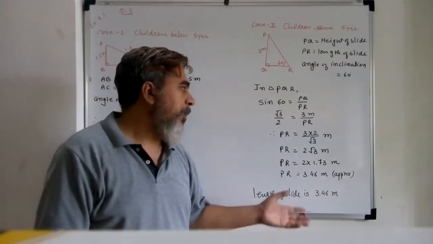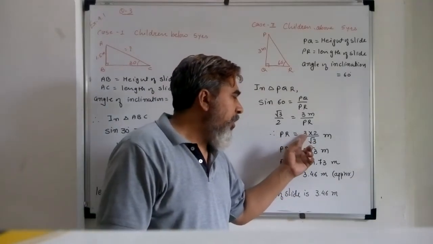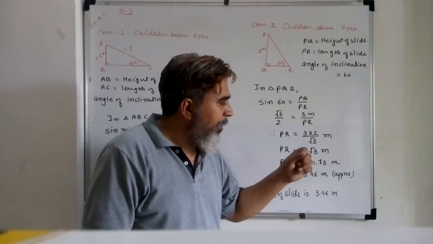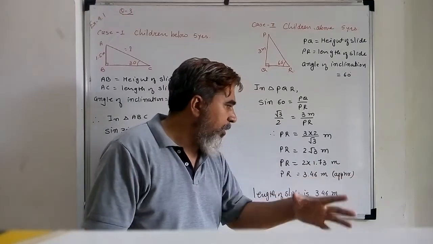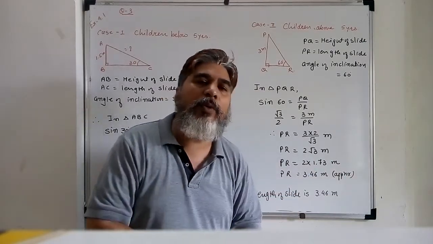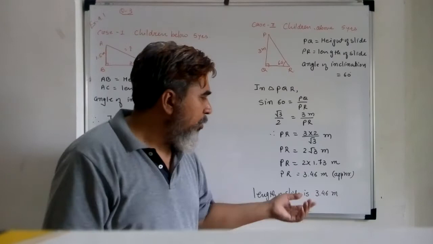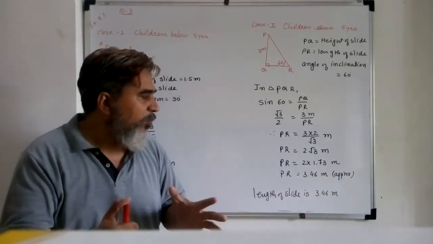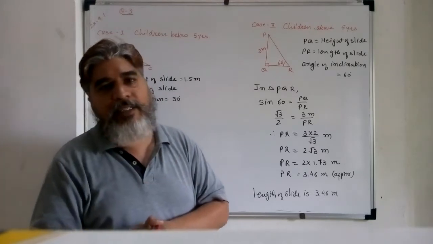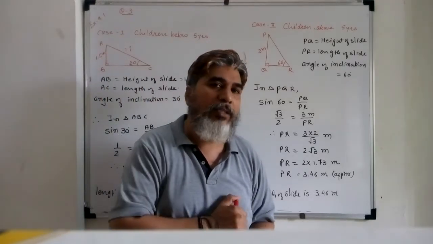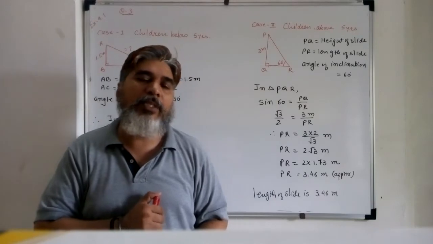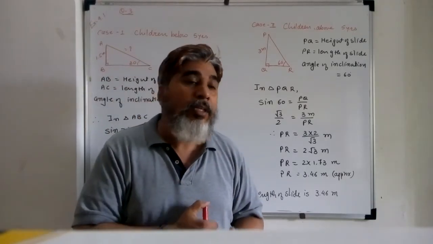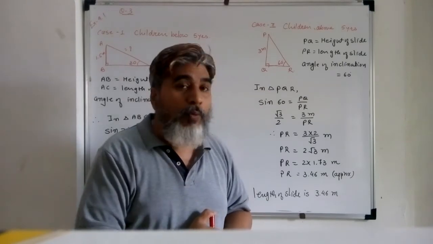Here cross multiplication gives you 3 into 2 upon root 3. So it becomes 2 root 3 meter, and root 3 is approximately equal to 1.73. So 2 multiplied by 1.73 gives the approximate length of the slide, that is 3.46 meter. 3.46 meter is the length of the slide for the kids who are above 5 years.